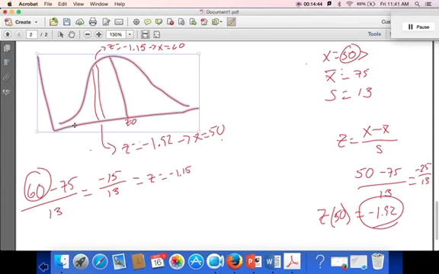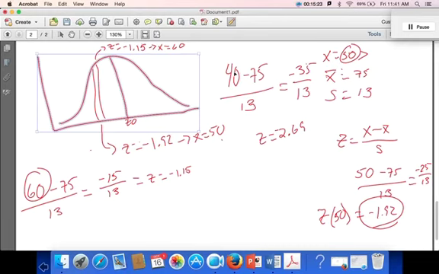What is beyond negative 1.92? What's beyond negative 1.92 in terms of a raw score? Is it going to be greater than 50 or less than 50? So let's try that out. What happens when my score is a 40? 40 minus 75, divide that by 13. So 40 minus 75 is going to give me a negative 35. Divide that by a value of 13 is now going to give me a z-value equal to negative 2.69. So in other words, it's further away.